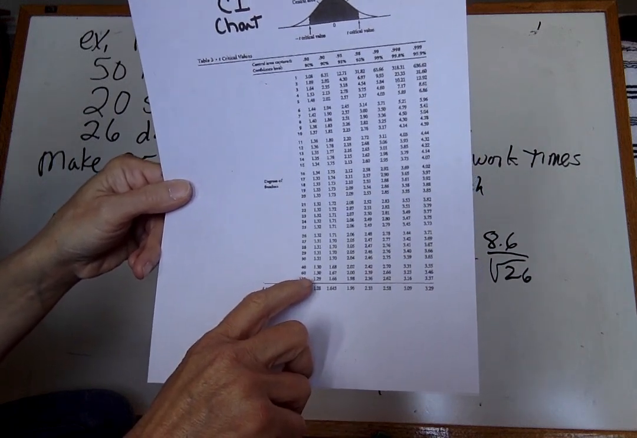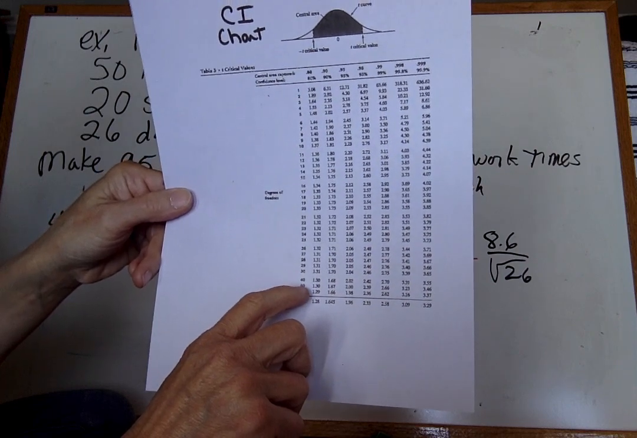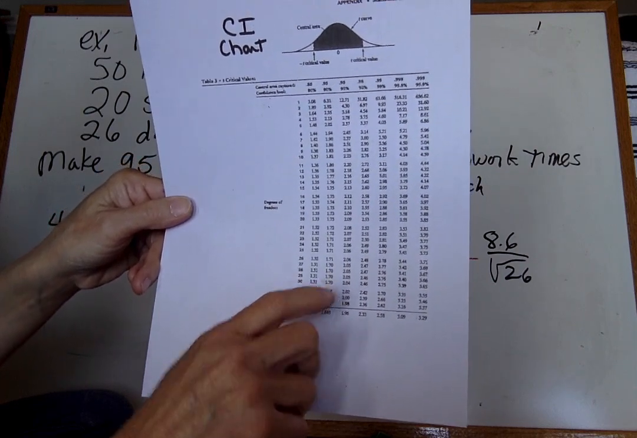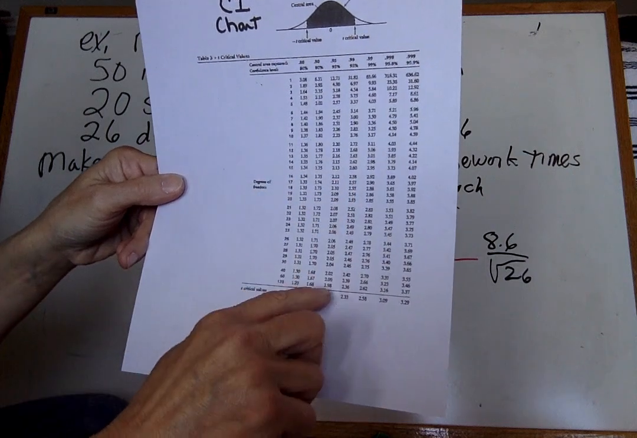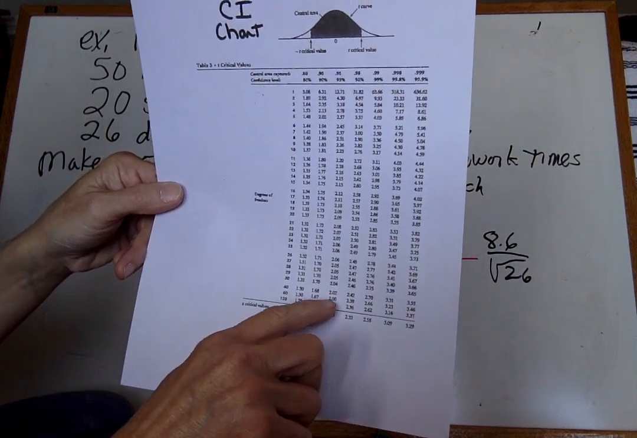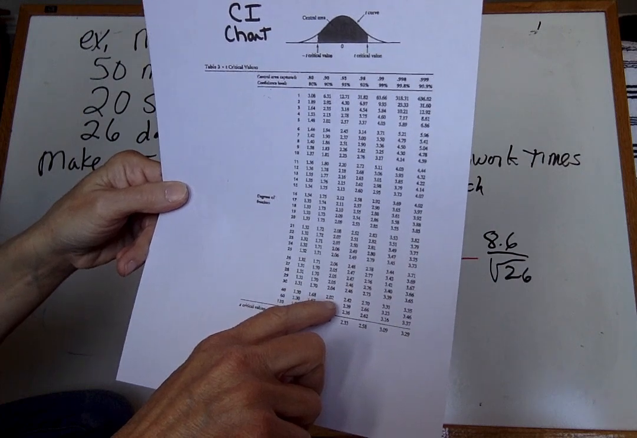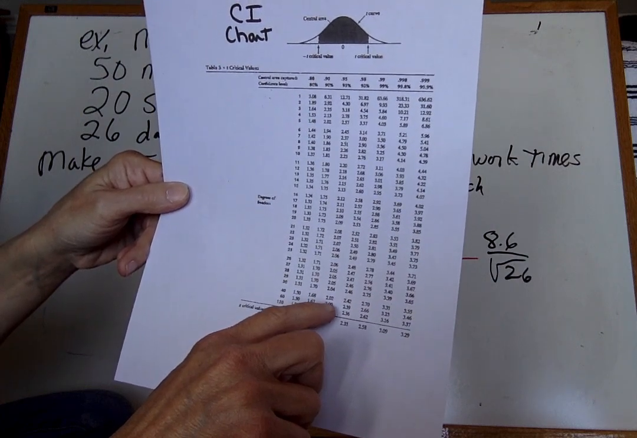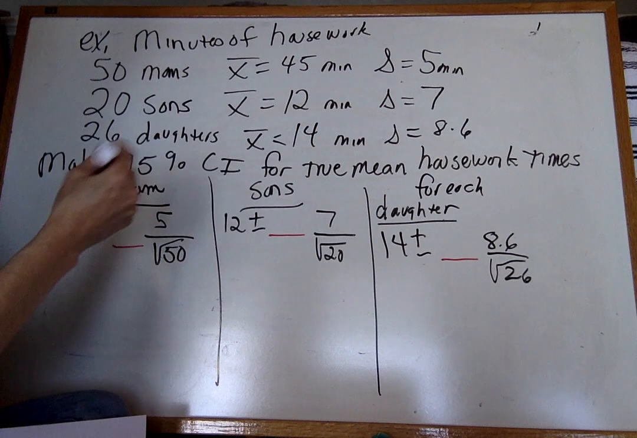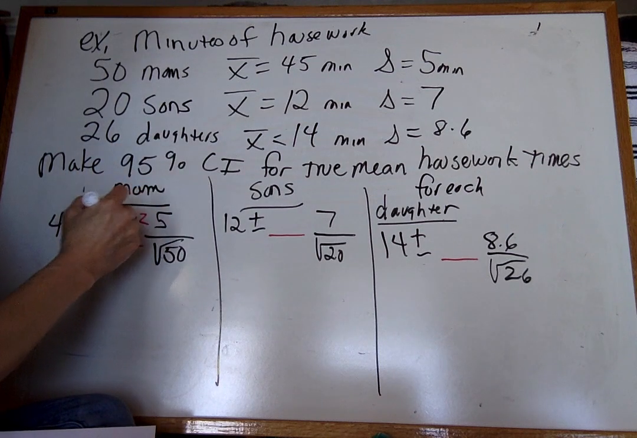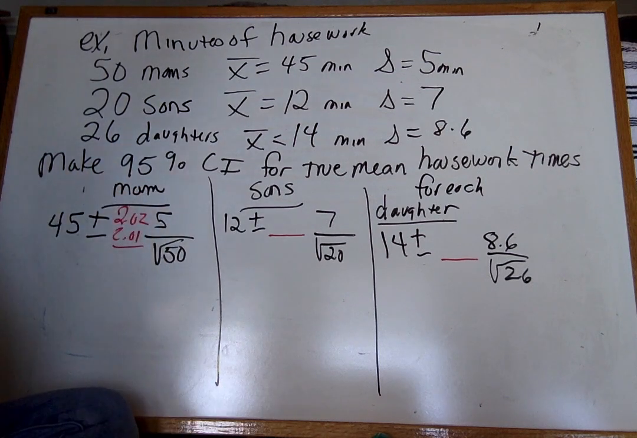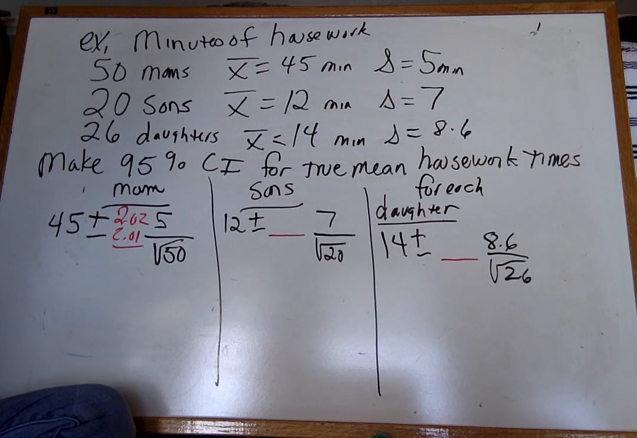You're not going to be able to find 49, so you're welcome to go with the closest or to split it somewhere between 2.02 and 2. You can use 2.02 if you want. I'm probably going to use 2.01. So either one of those would be fine.